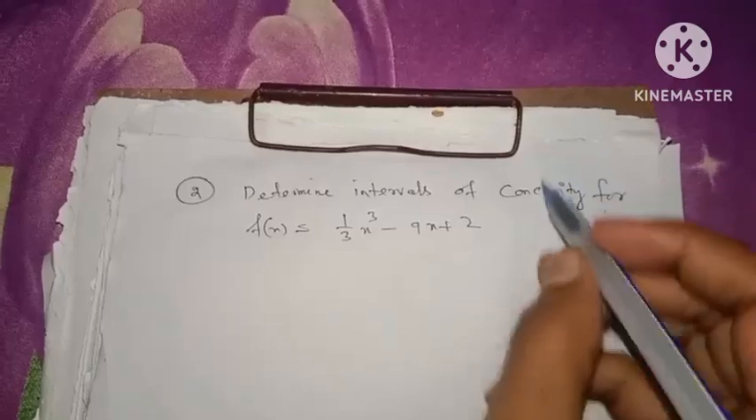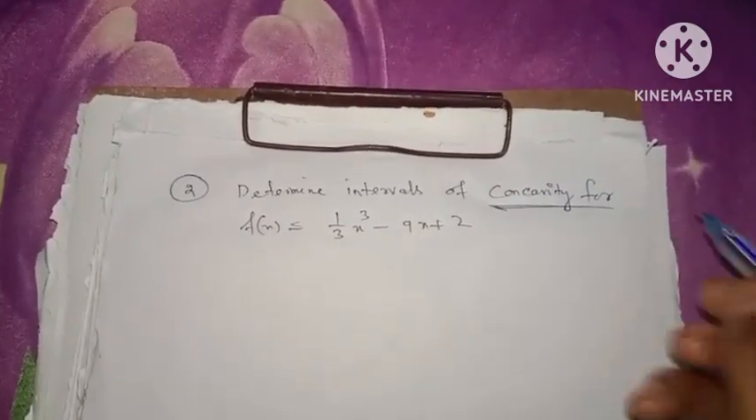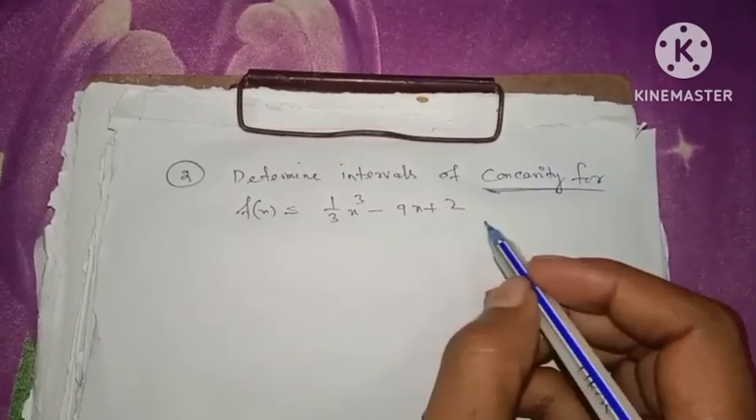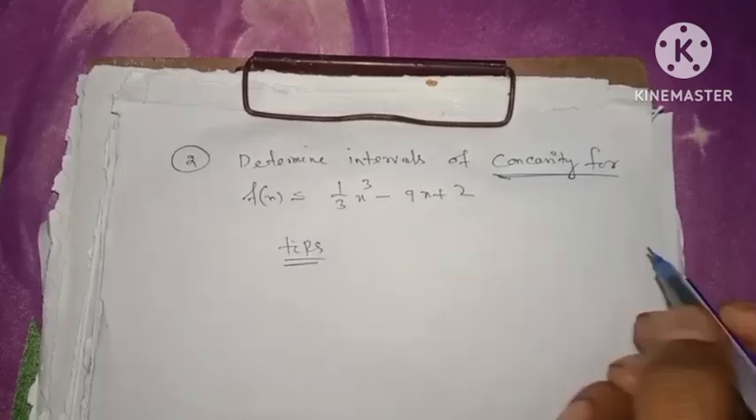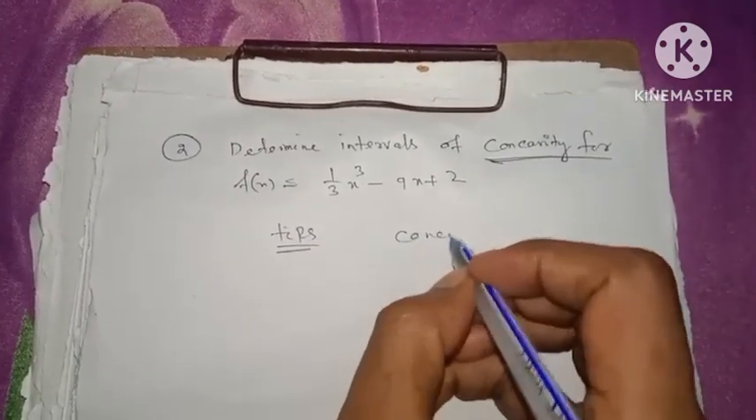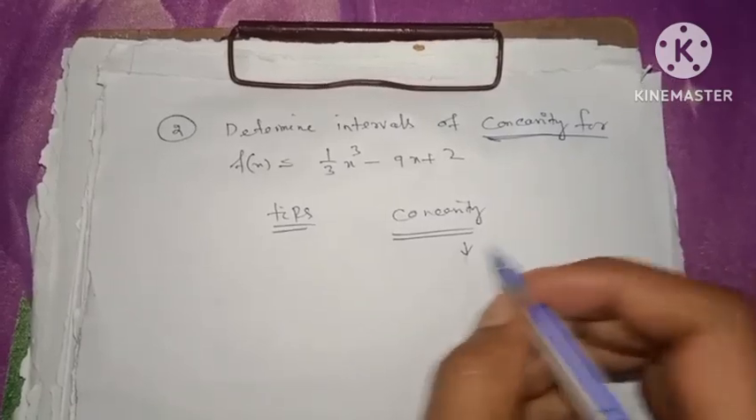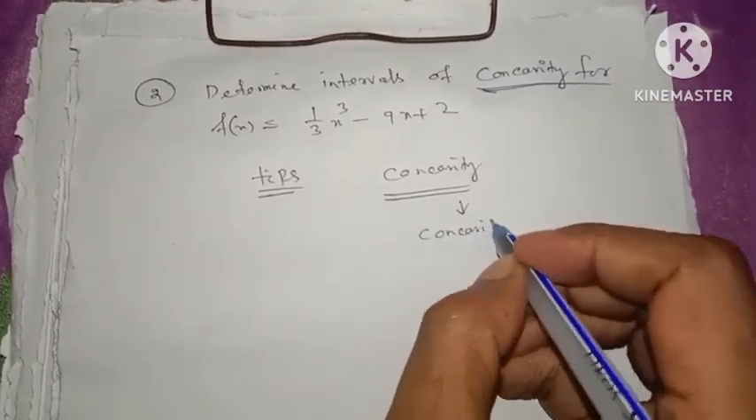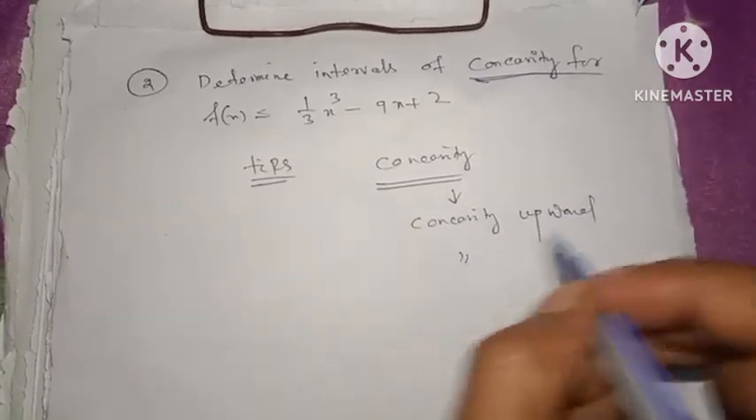Another question is asked about the concavity of the function 1 by 3 x cube minus 9x plus 2. So always remember the tips. Concavity. What is the meaning of concavity? There are two types of concavity. One is concavity upward, another is concavity downward.